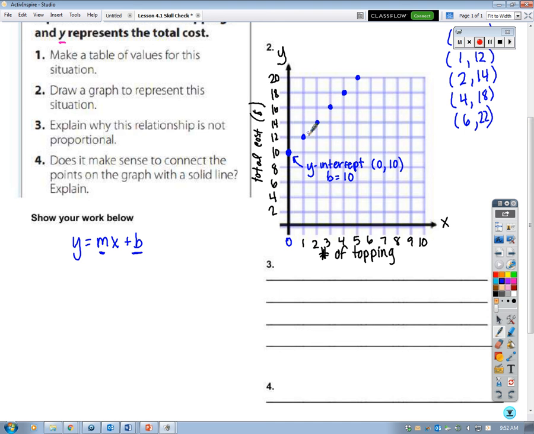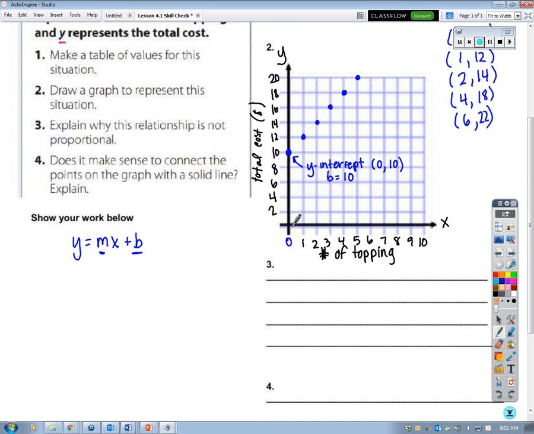A straight line is called a linear relationship, and that means that your rate of change or your slope is the same. It's constant. That is not the same thing as proportional. Proportional means it starts at 0.